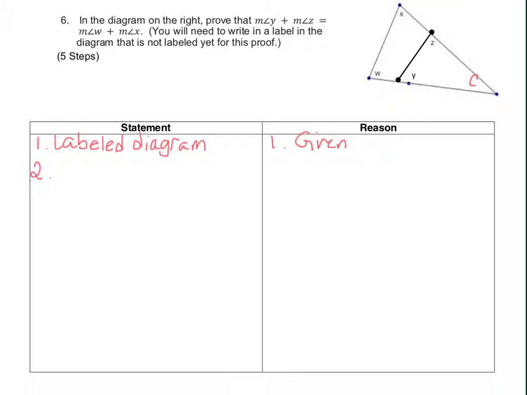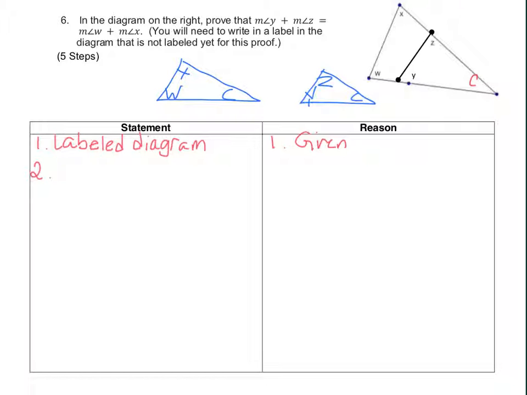If it helps you, you can separate the triangles. If it helps, we have a big one, and then we have a smaller one. You have X, W, C, then you have Z, Y, C. Sometimes it's really helpful to pull the triangles apart when one is inside the other.